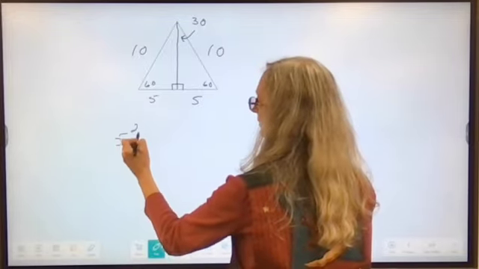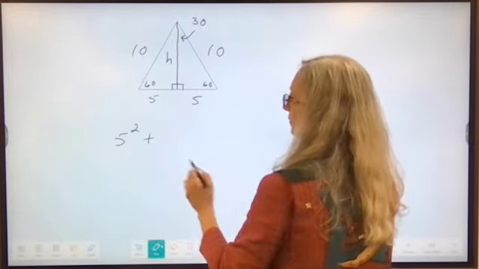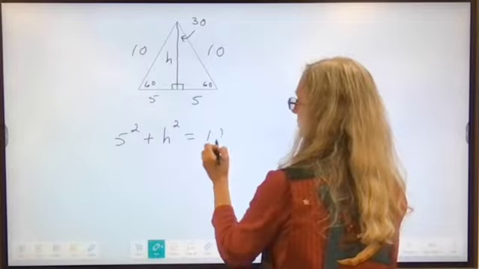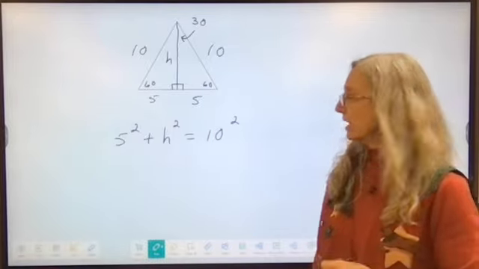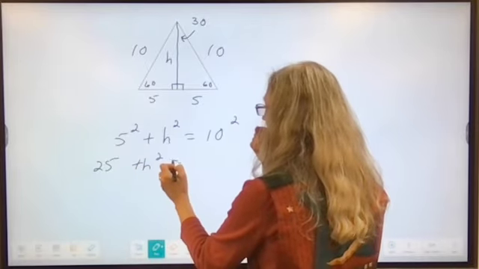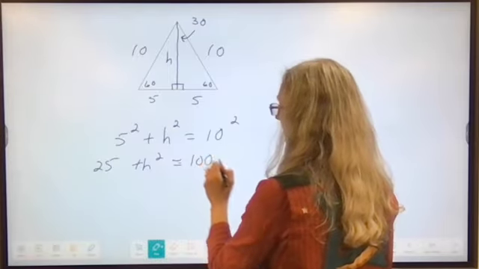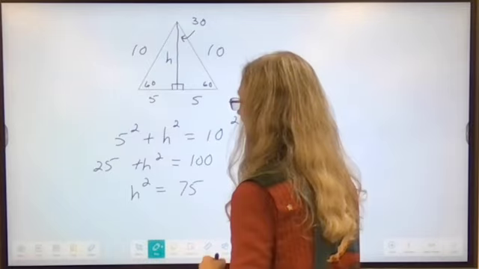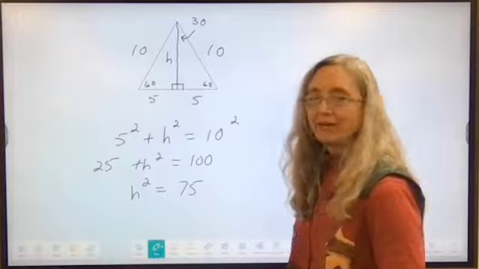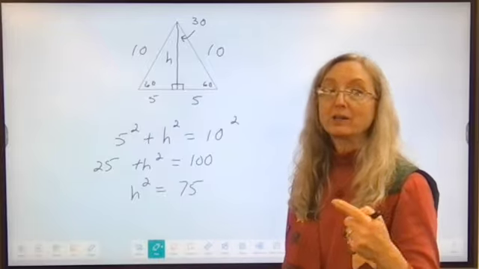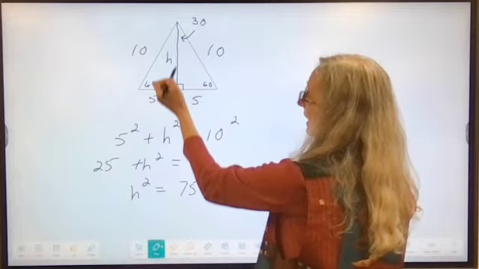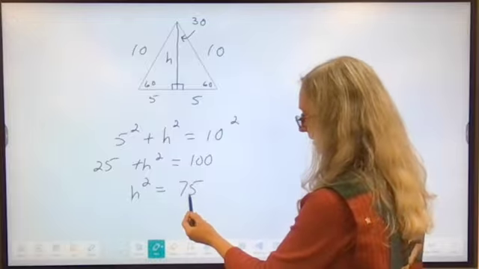5 squared plus this height squared, whatever it is, this other leg, equals the hypotenuse, which is 10 squared. So this is 25, this is 100, which means my height squared equals 75. I keep seeing that H and thinking hypotenuse, but in this case I meant height. All right, so this leg, my height squared is 75.